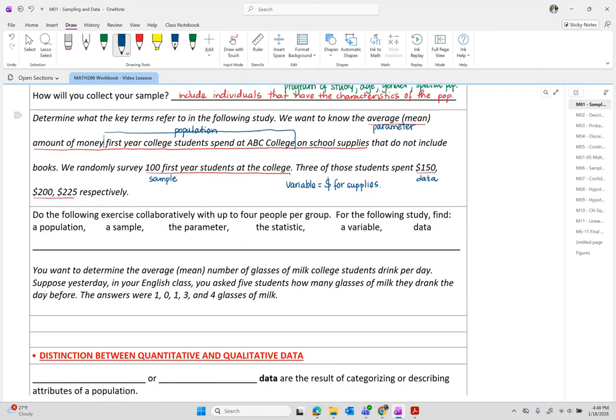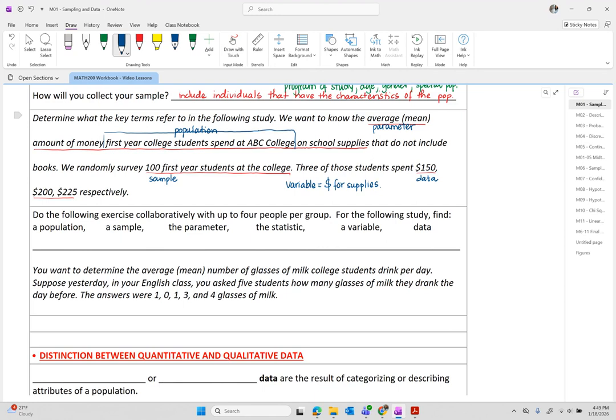We want to determine the population, the sample, the parameter, the statistic, the variable, and the data. You want to determine the average number of glasses of milk college students drink per day. Suppose yesterday in your English class you asked 5 students how many glasses of milk they drank the day before, and the answers were 1, 0, 1, 3, 4 glasses of milk. So again, pause the video, try to answer this question. It is also included in your statistical investigation in our online course.